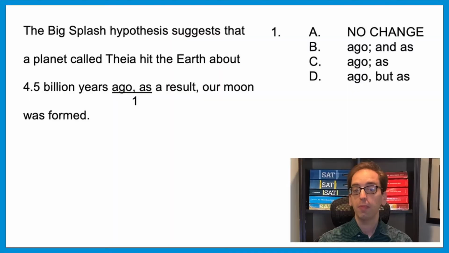Let's start with semicolons. Back in video 20, here, we discussed the different rules for semicolons and commas. Check it out for a full breakdown. But let's recap the rule with this question here. The Big Splash hypothesis suggests that a planet called Theia hit the Earth about 4.5 billion years ago. As a result, our moon was formed. I'll give you a minute to see if you remember video 20. Press pause, give it a shot.